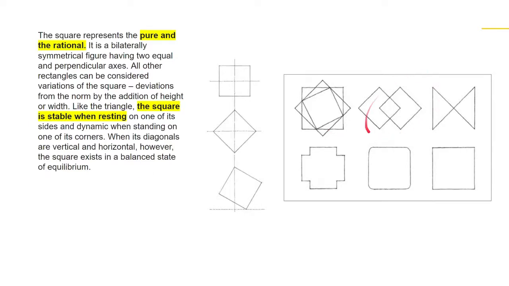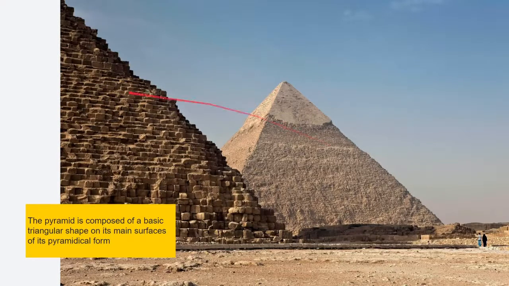You have the intersection of two squares, and then you have the addition and the rounding of the square and your base square. So the pyramid is composed of a basic triangle shape on the main surface of its pyramidal form. So whenever you look at the pyramid, I think as children, whenever you do drawings of pyramids, it's basically a square.